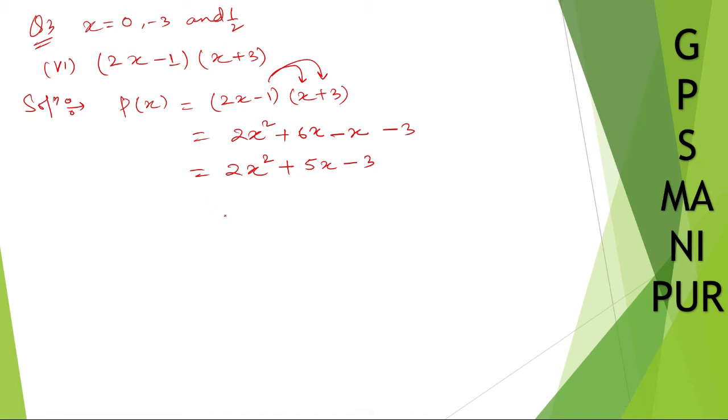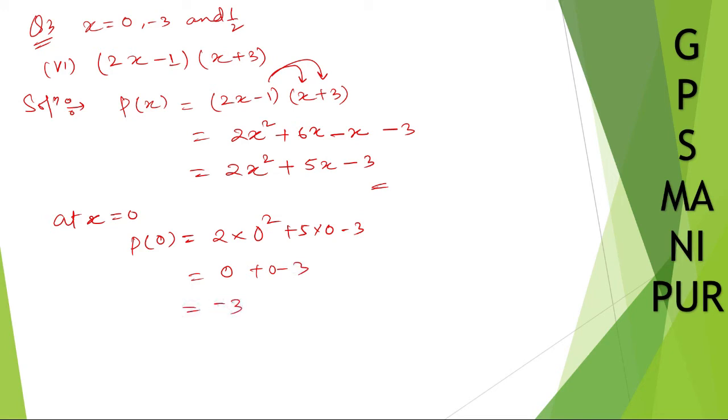Now at x is equal to 0, P of 0 will be equal to 2 into 0 square plus 5 into 0 minus 3. So 0 plus 0 minus 3, 0 plus 0 will be 0, so it is minus 3.